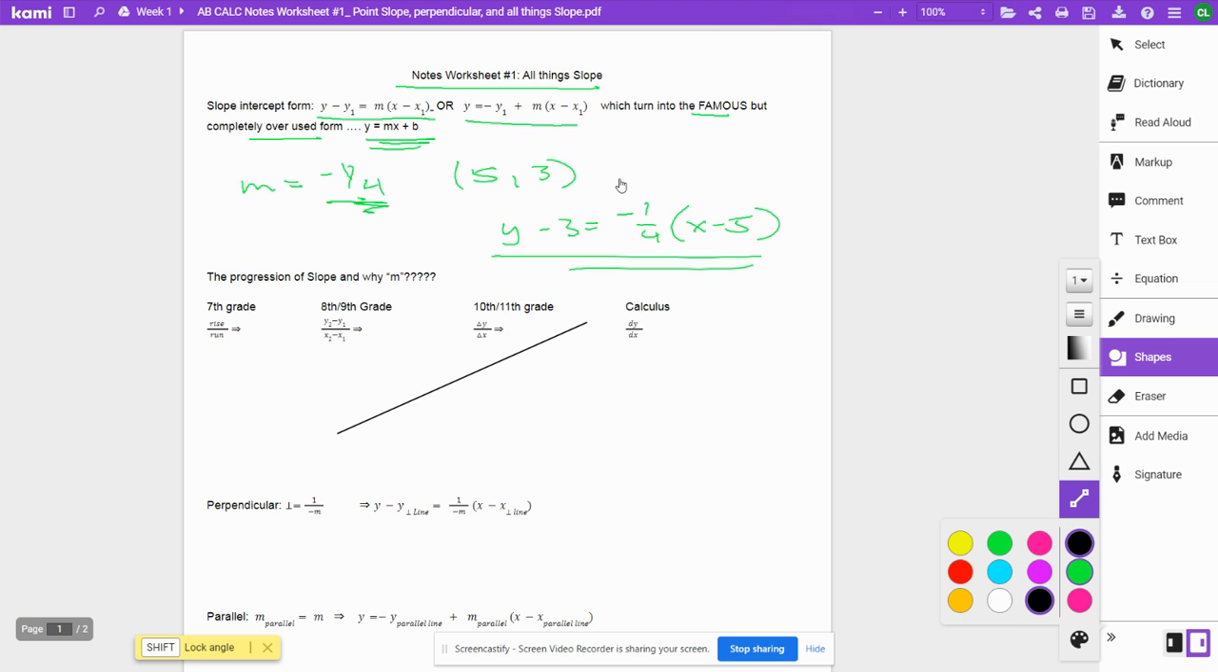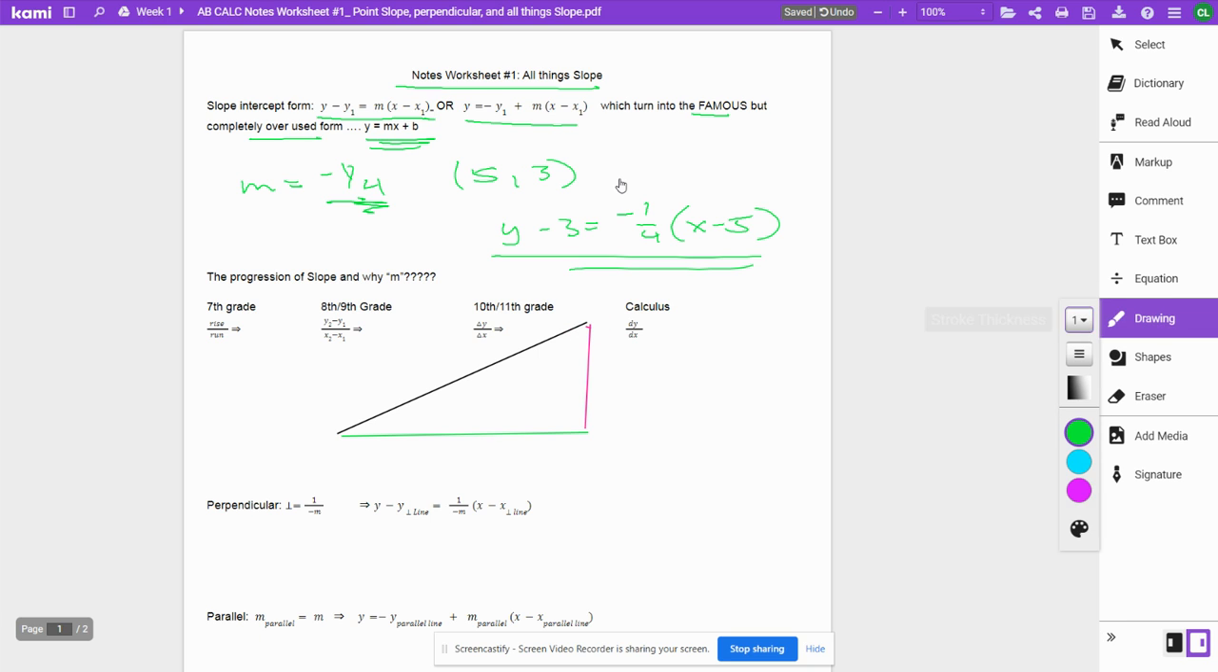So let's look at this. So we take a line like this, right? And in 7th grade, you were taught, oh, we got to run this way, like that. And then you've got to rise this way. So you guys would go over and up. This would be our run. This would be our rise, is what we would look at. And that's rise over run.